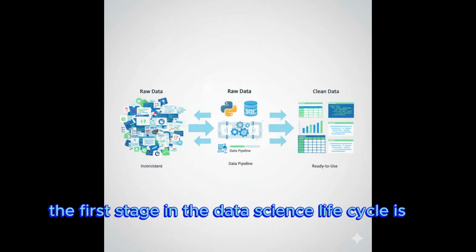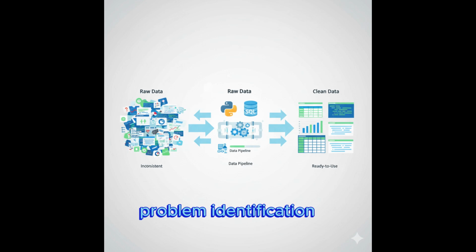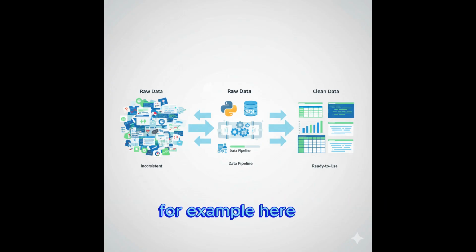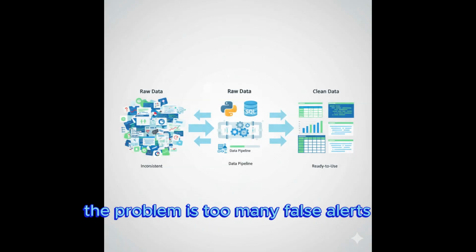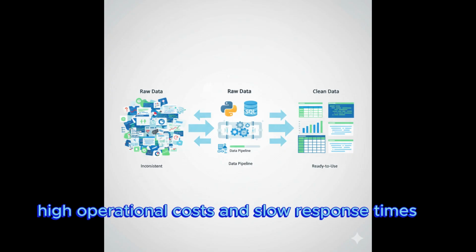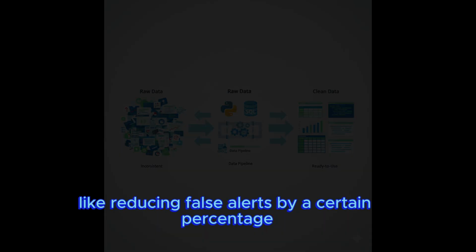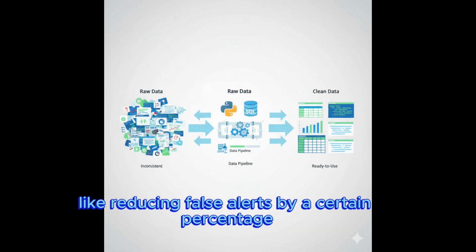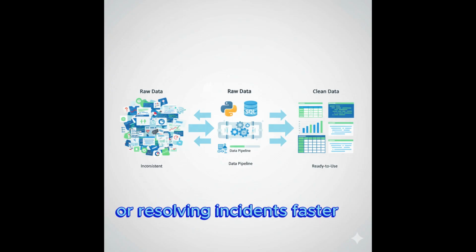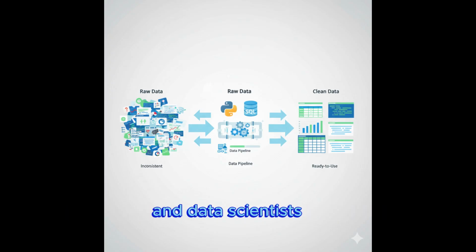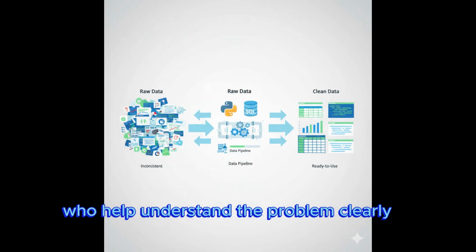The first stage in the data science lifecycle is problem identification. In this stage, we understand exactly what the business problem is. For example, here the problem is too many false alerts in cloud infrastructure, high operational costs, and slow response times. We define what success looks like: reducing false alerts by a certain percentage or resolving incidents faster. Roles involved here are business analysts and data scientists who help understand the problem clearly.